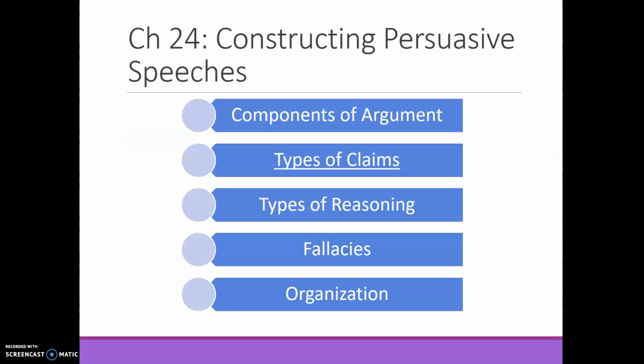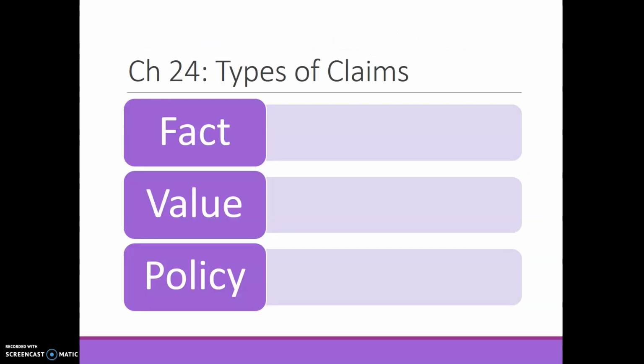Your types of claims are the next thing we're going to talk about. So there's fact, value, and policy, and you have an assignment this week that's related to that to give you more practice with these different types of claims because you're going to be making these claims in your persuasive speech.